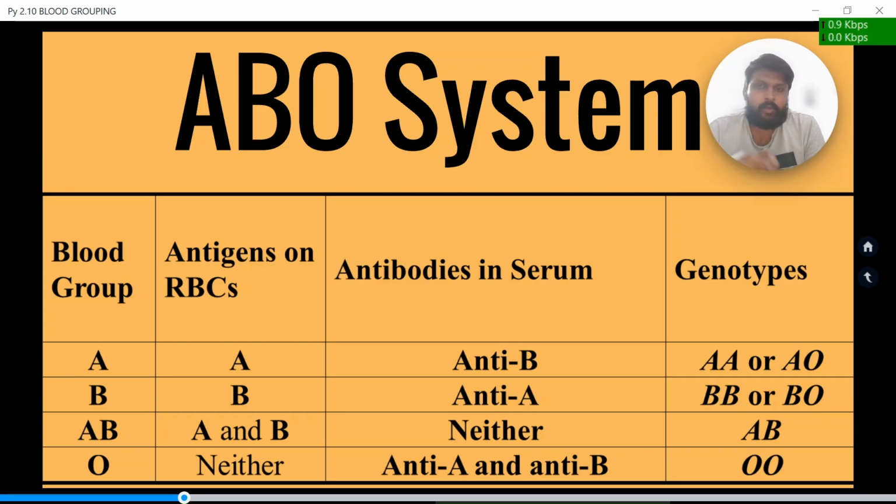In case of B blood group, you'll be having B antigen and you will be having anti-A according to Landsteiner's law again. So A antibodies will be there. The genotypes will be either capital BB or BO.